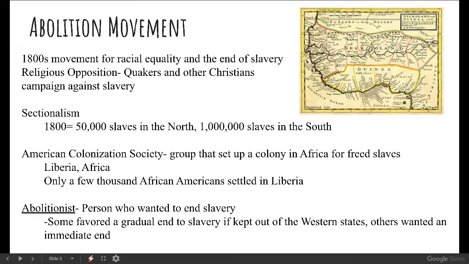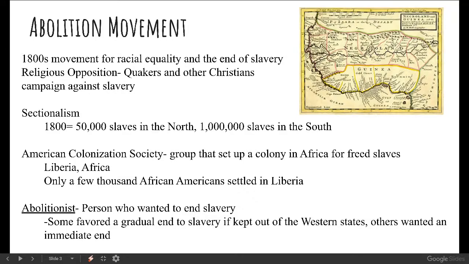Now, a lot of people are going to be participating from all over the country, from all walks of life. We're going to see a lot of religious opposition to slavery. We talked about the Second Great Awakening sort of inspiring people to re-examine the morality of slavery. So we're going to get a lot of Quakers and other Christians who are going to campaign against slavery in the United States.